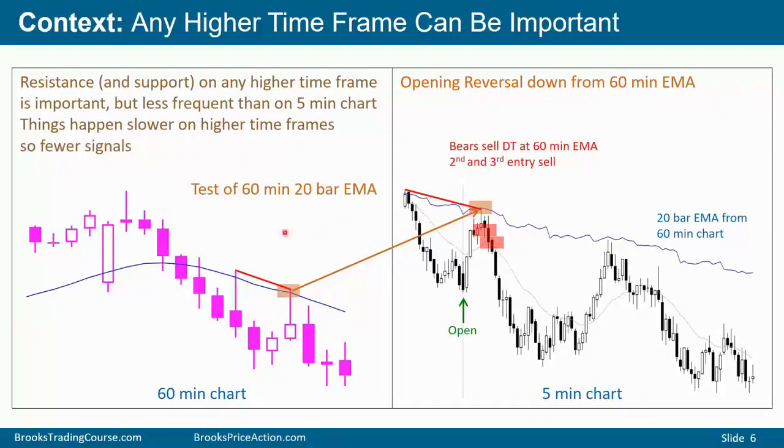We have a double top at the 60-minute moving average. Reasonable to look for a reversal down. Second entry sell, here's the first below this bear bar, and then the second's below that bull bar, or below a bear bar here.